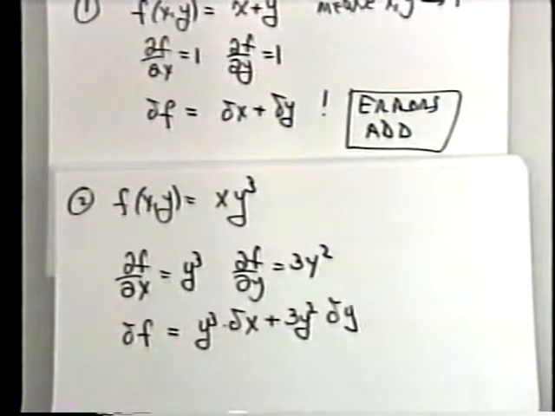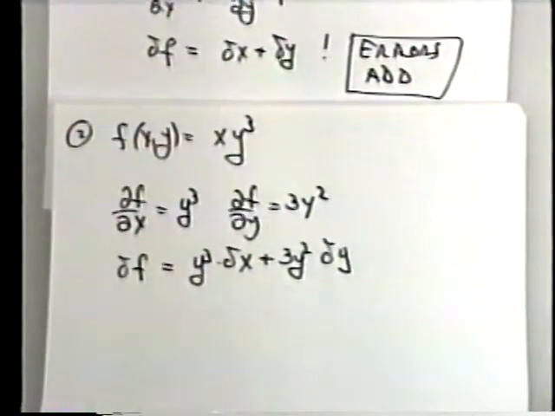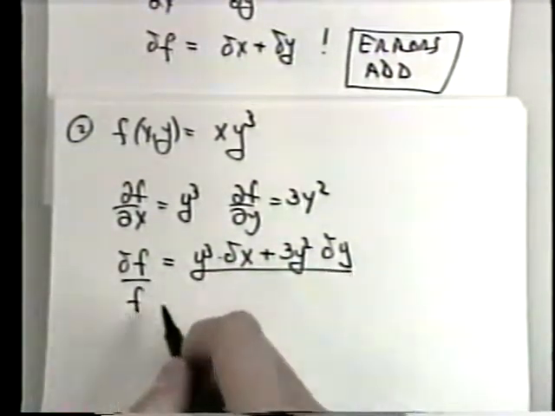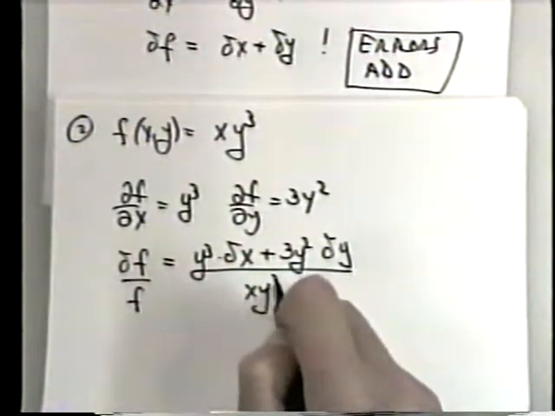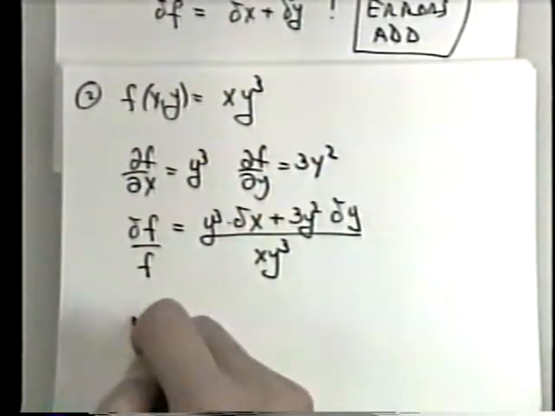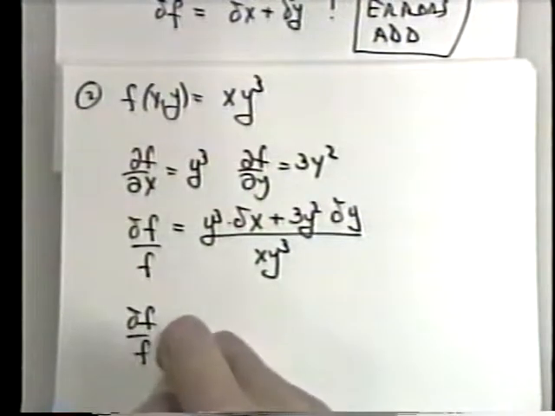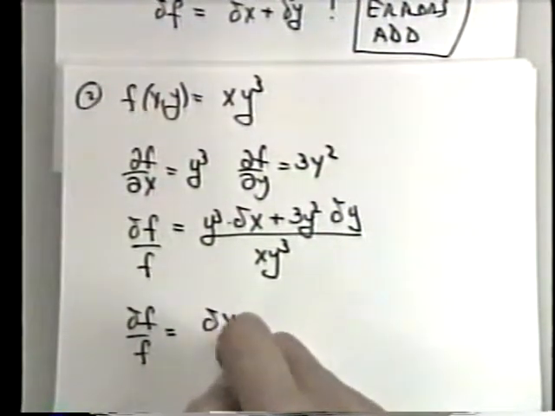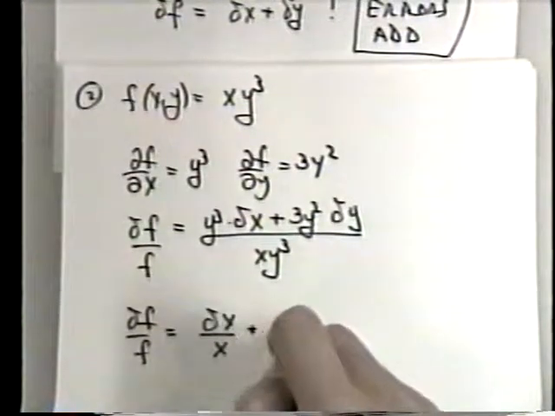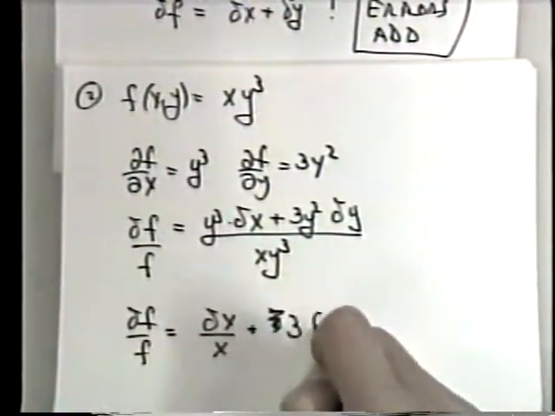This is sort of a funny form. I mean, emphasizing that very often, I haven't been emphasizing, but by writing things in different forms, sometimes we can see different meanings. So let me write this in a slightly different form. Let me divide both sides by f. And f is also equal to xy cubed. So if I divide this by the same amount, I'm OK. So this is delta f over f equals delta x over x, because everything else cancels, plus 3 times delta y over y.